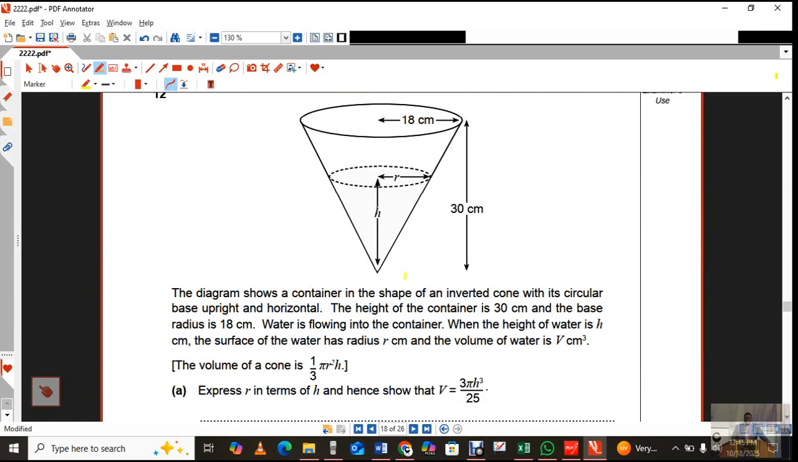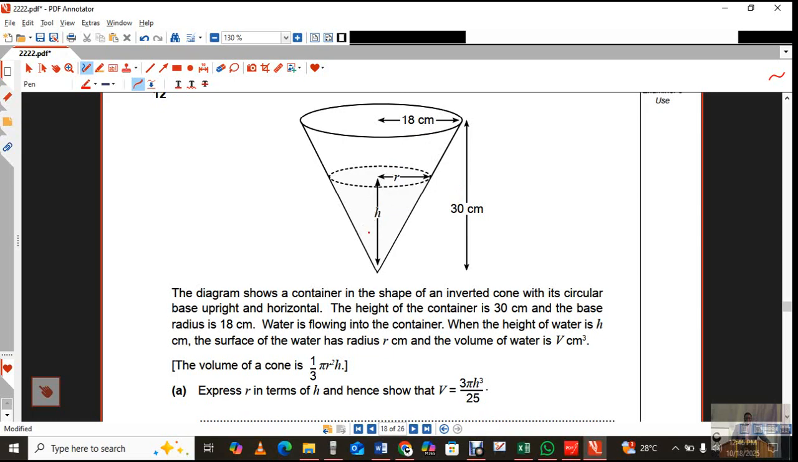That brings me to question 12. Now, this is still 3 more questions to go. The diagram shows a container. The container is in the shape of an inverted, upside down cone with a circular base, upright and horizontal. And then they are saying the height of the container is 30 centimeters, as you can see, and the base radius is 18 centimeters, as you can see.